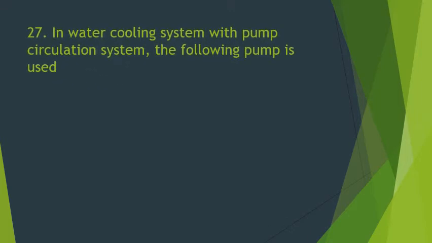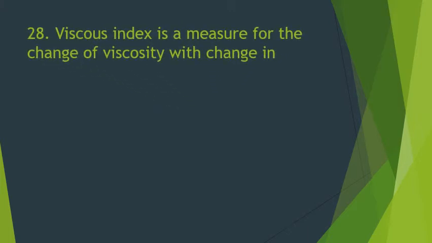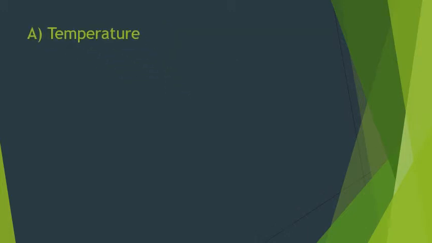In water cooling system with pump circulation system, the following pump is used: A. Centrifugal pump. B. Reciprocating pump. C. Rotary vane pump. D. All of the above. Viscous index is a measure for the change in viscosity with change in A. Temperature. B. Pressure. C. Volume. D. All of the above.